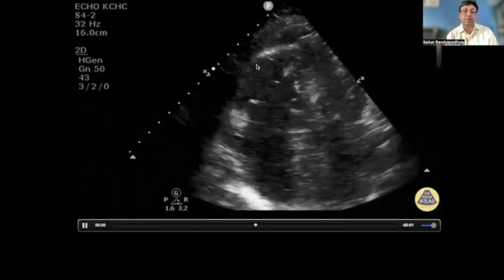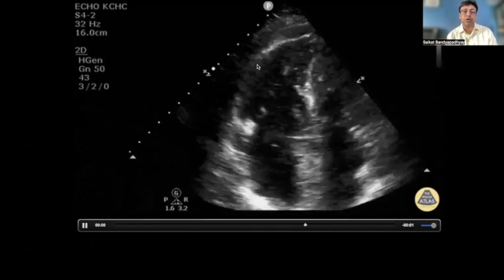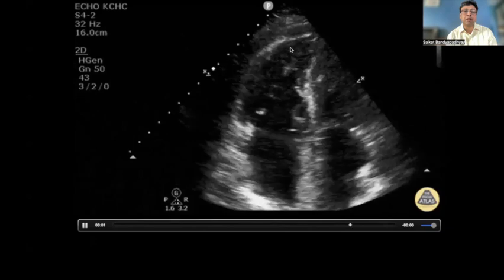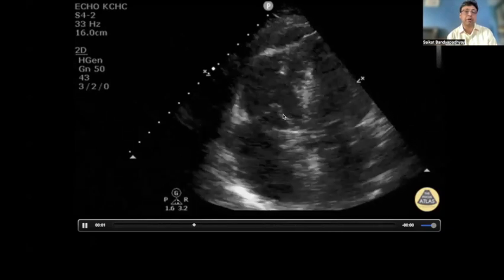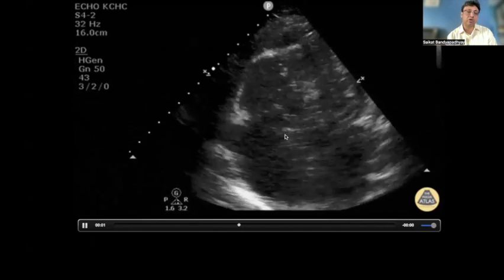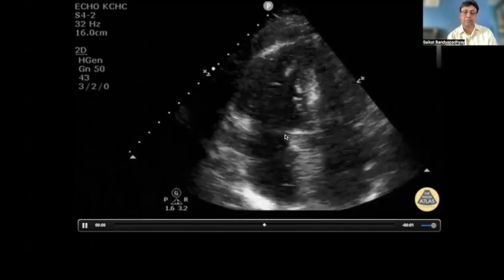there's almost a severely hypokinetic free wall of the RV, and there's a hyperkinetic apex, and then the RV is also big. This is acute pulmonary embolism, and it's called a McConnell sign.